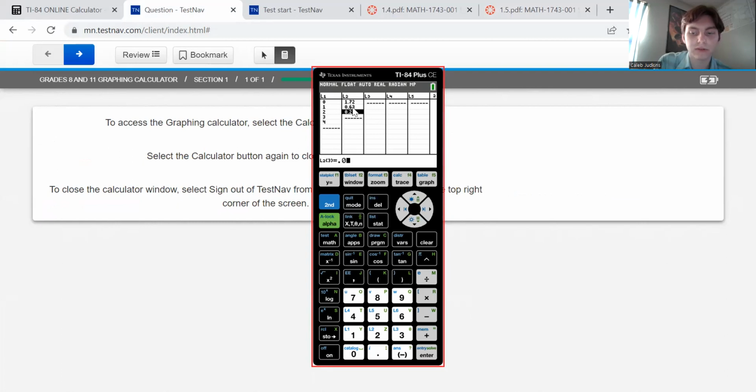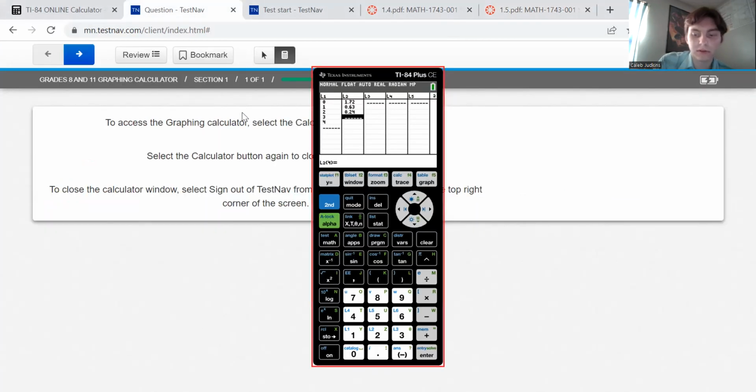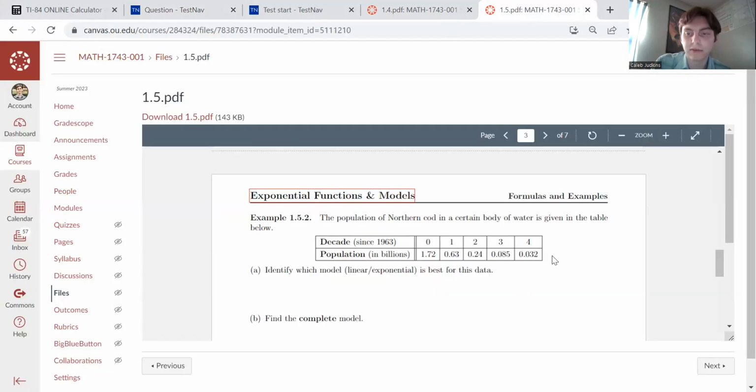I did not get the 4. 0.24. Okay. 0.085, 0.085, and 0.032.